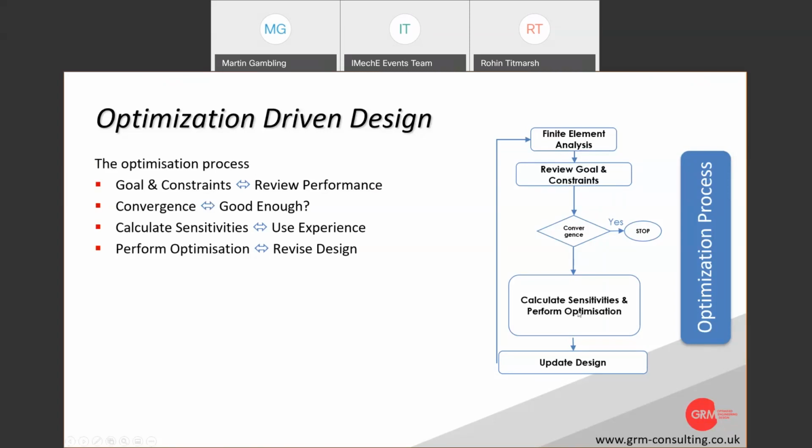So this step here, the sensitivities and optimization, are basically determining the change of our responses, our goals and constraints, to the changes we're making to the design. And then with that, there are calculations that will work out the best combination, or what it thinks is the best for the next iteration. It will update and it will go again.